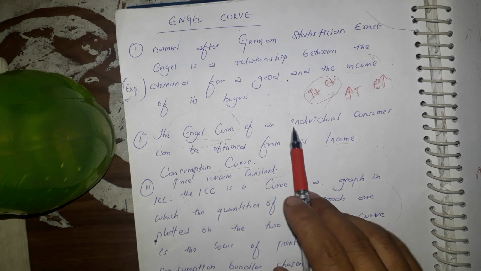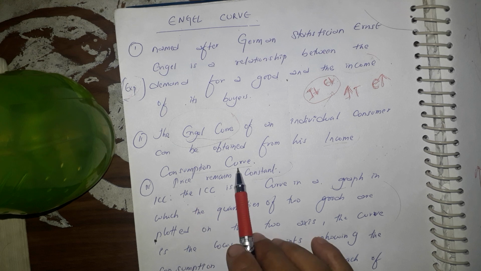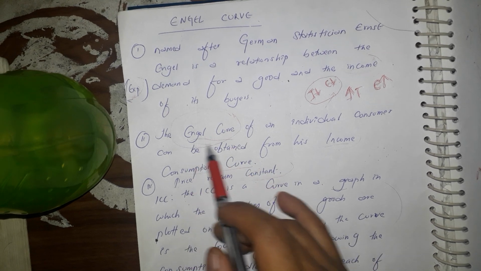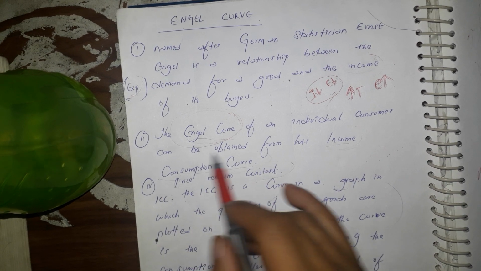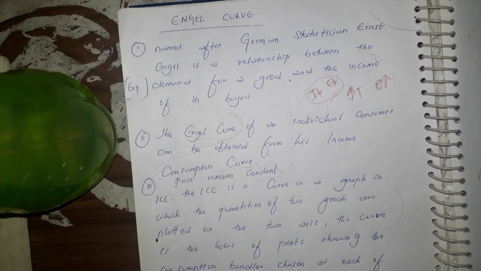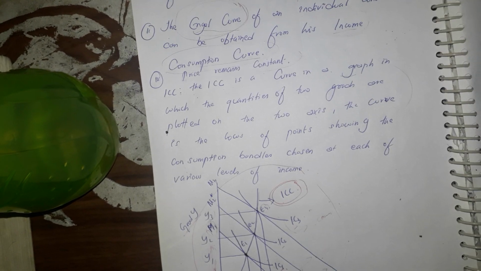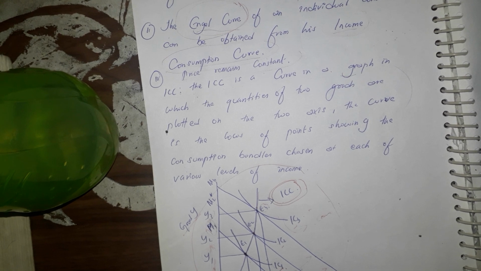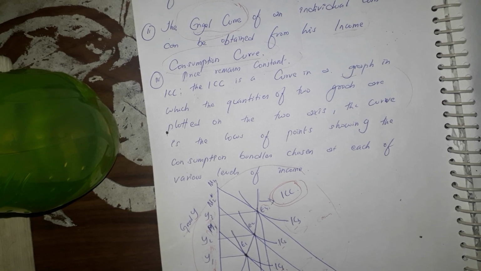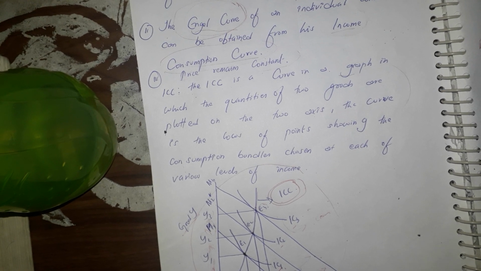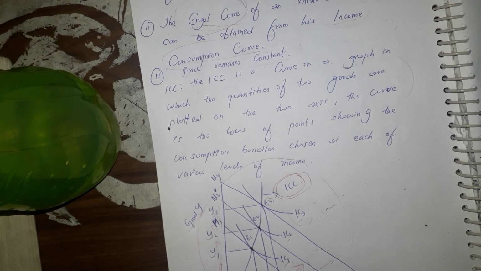The Engel curve of an individual consumer can be obtained from his income consumption curve. So before going further, let us first see what we mean by income consumption curve. The income consumption curve is a graph in which the quantities of two goods are plotted on the two axes, that is, x-axis and y-axis. The curve is the locus of points showing the consumption bundle chosen at each level of income.